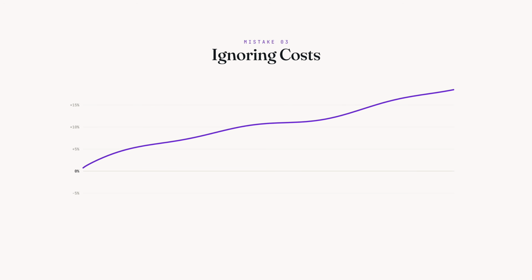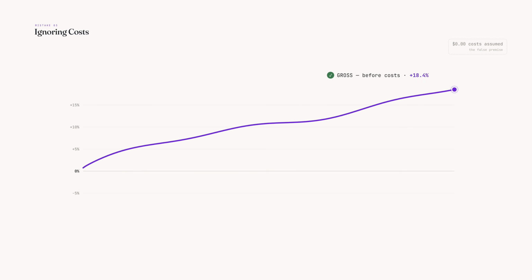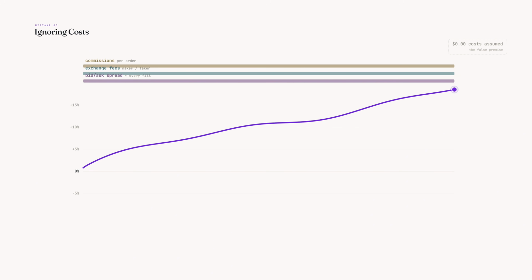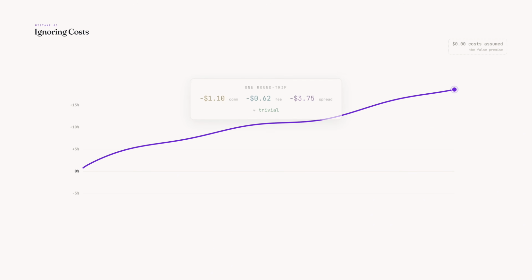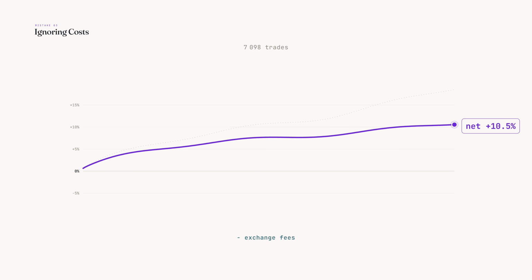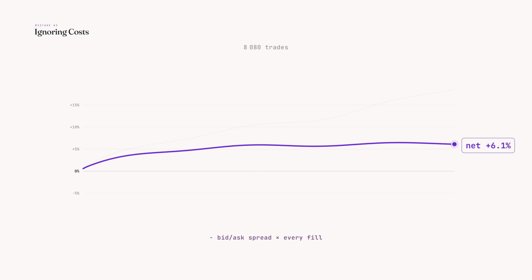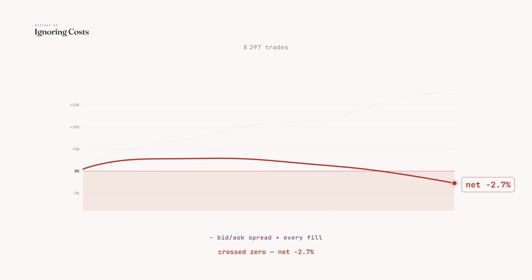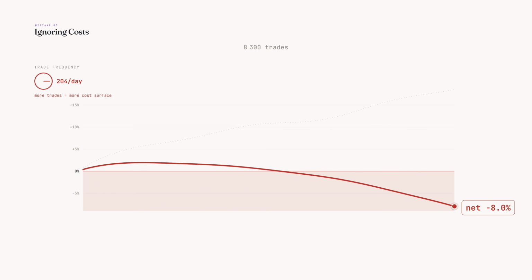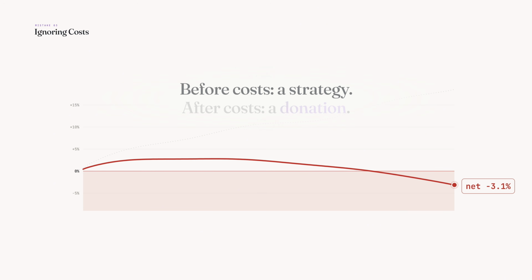Mistake 3. Testing as if trading were free. Commissions, exchange fees, the bid-ask spread you cross on every entry and exit. Individually small. Compounded over thousands of trades, they're the difference between a strategy that prints and one that bleeds. The higher your frequency, the more lethal this is. A scalping strategy that's profitable before costs and underwater after them is not a profitable strategy. It's a donation.